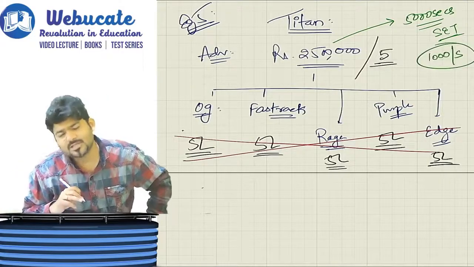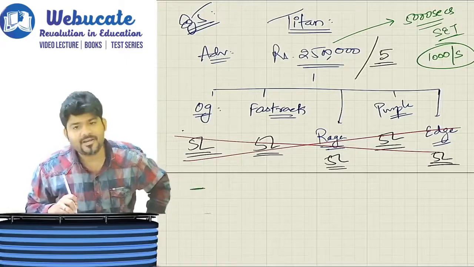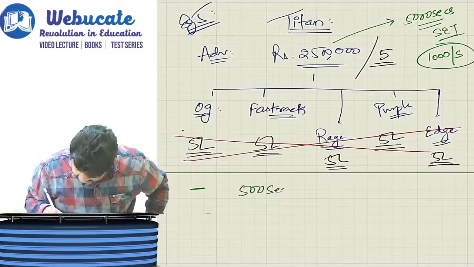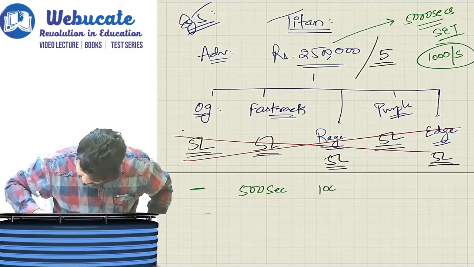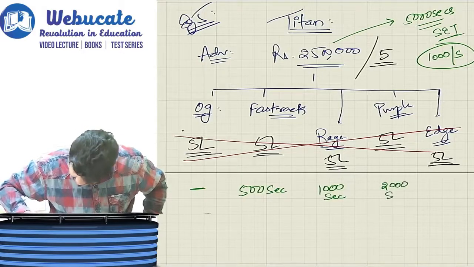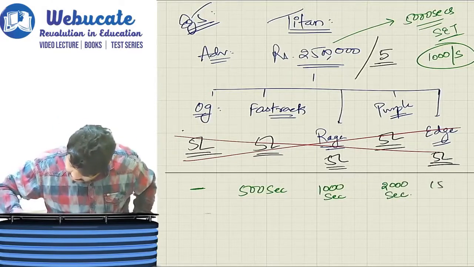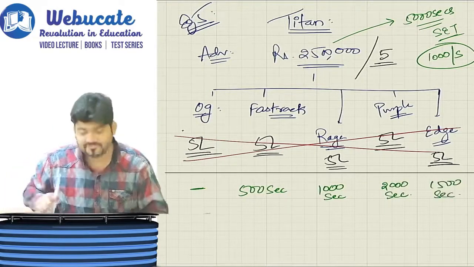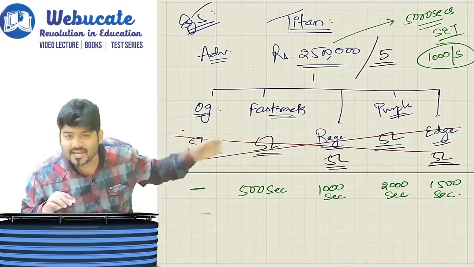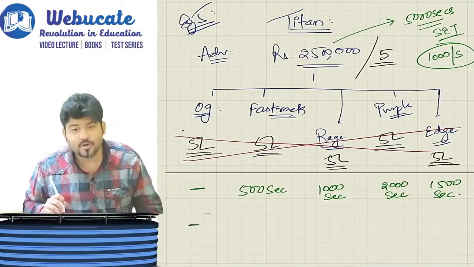Now Titan Original is such a big brand. Does it need any advertisement? No. So Titan Original did not do any advertisement. Out of this 5,000 seconds, 500 seconds advertisement was done for Fast Track, 1,000 seconds for Raga, 2,000 seconds for Purple, and 1,500 seconds for Titan Edge. But what was the cost being charged? 5 lakh, 5 lakh, 5 lakh, 5 lakh, 5 lakh. Absolutely incorrect costing. Titan should be charged 0.